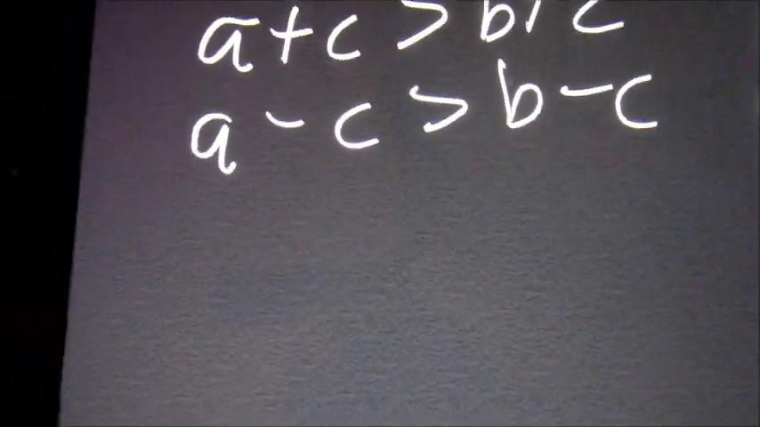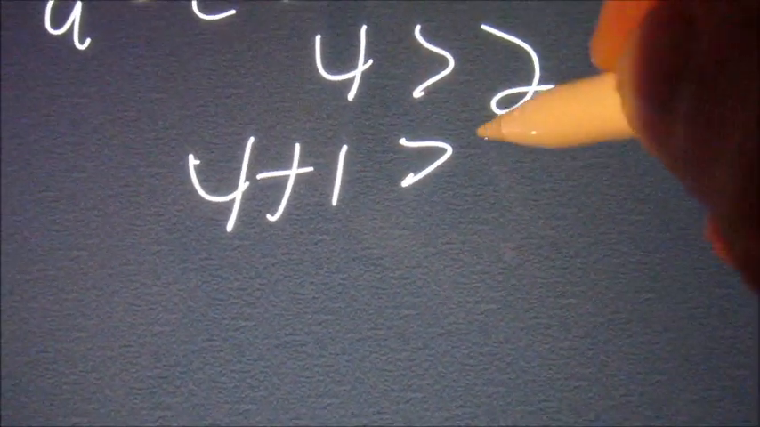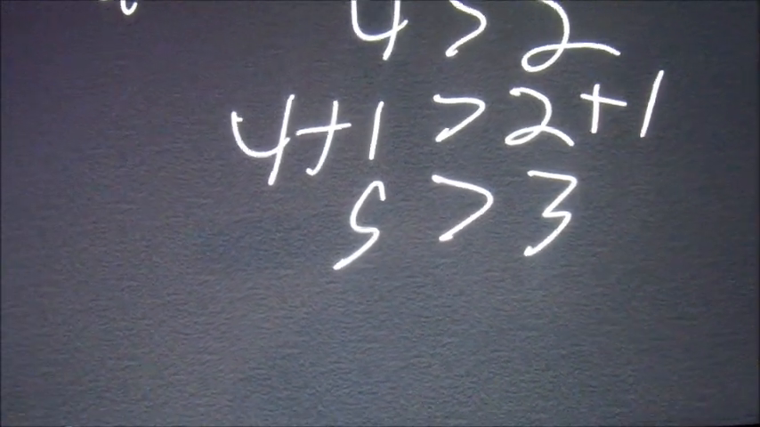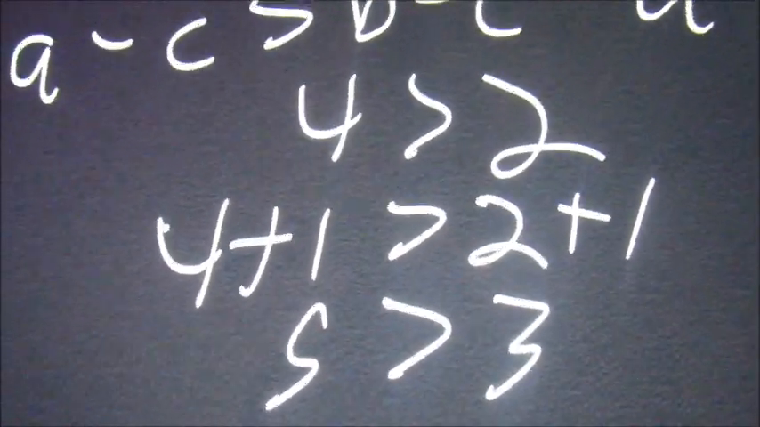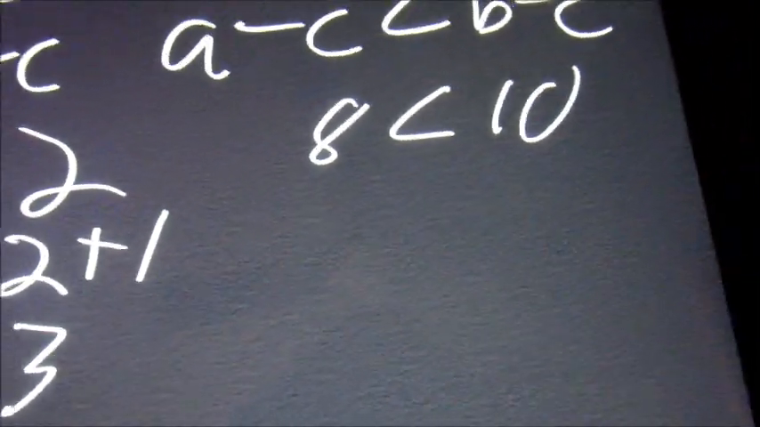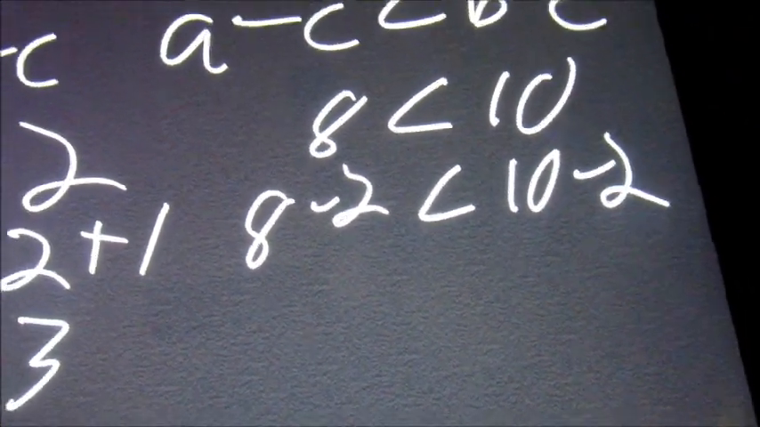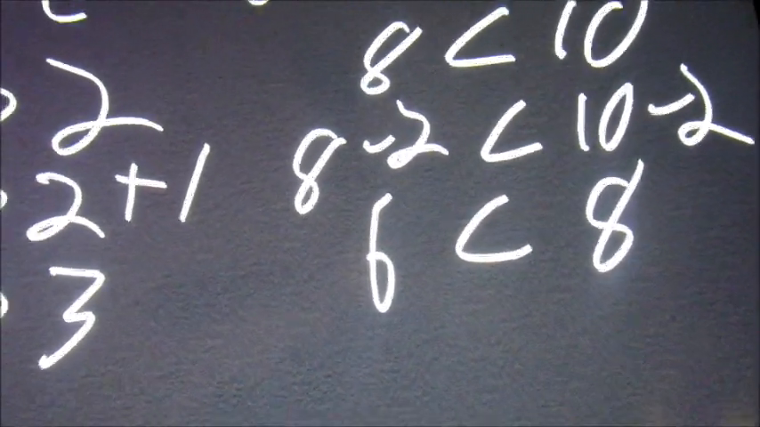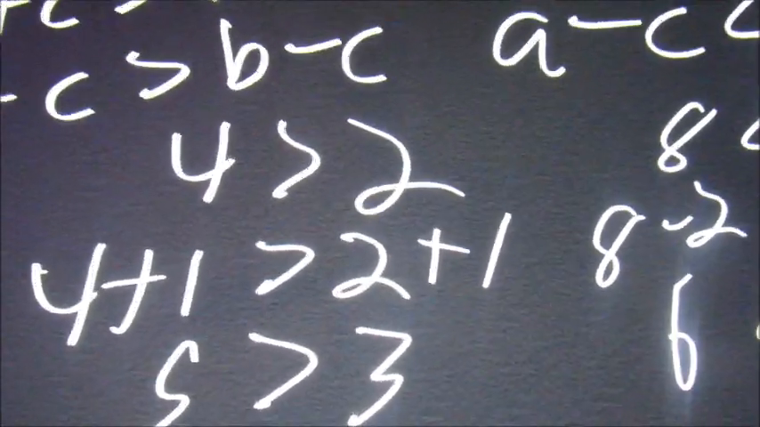For example, if we have 4 is greater than 2, and we add 1 to both sides, 4 plus 1 greater than 2 plus 1, and we see that 5 is greater than 3, so we see that that's correct. If we had 8 is less than 10, and we subtract 2 from both sides, 8 minus 2 less than 10 minus 2, we're going to get 6 is less than 8. It's still true. So in that situation, that all works.